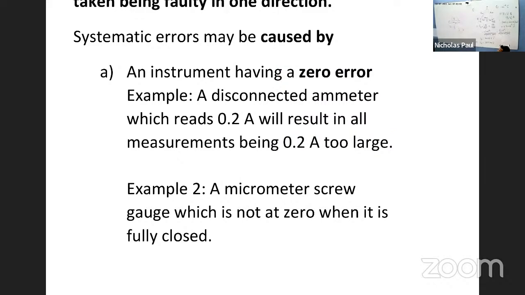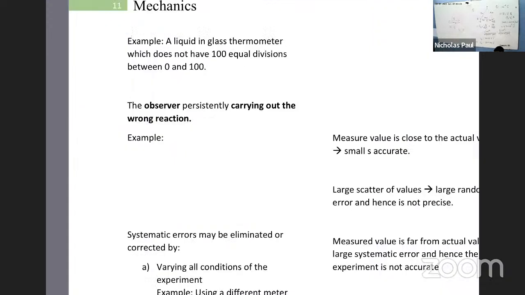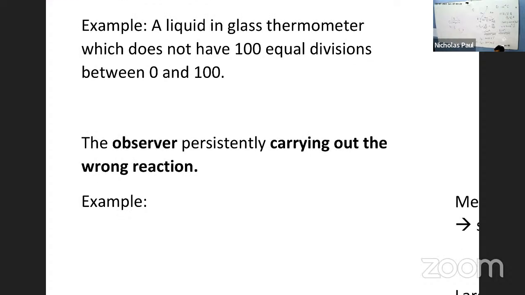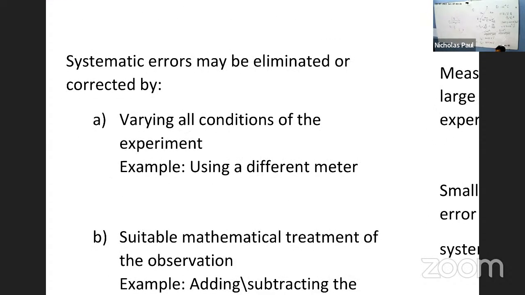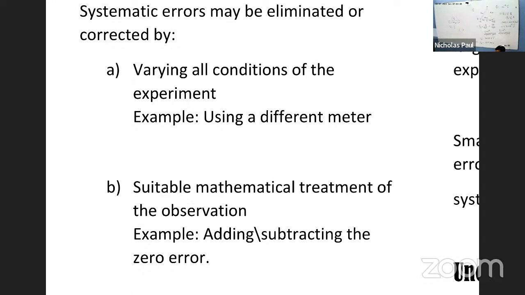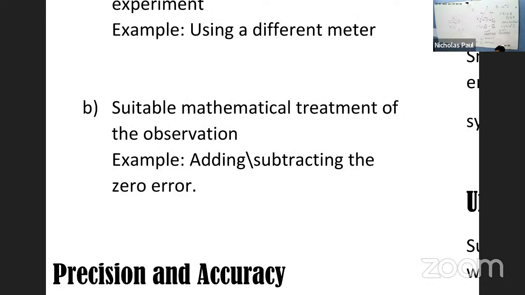Next example, a micrometer screw gauge which is not at 0 when it's fully closed. Incorrect calibration of an instrument, and so on. A liquid and gas thermometer which doesn't have 100 equal readings. Systematic errors may be eliminated, or corrected, by varying all the conditions in the experiment, for example changing to a different meter or using a suitable mathematical formula.